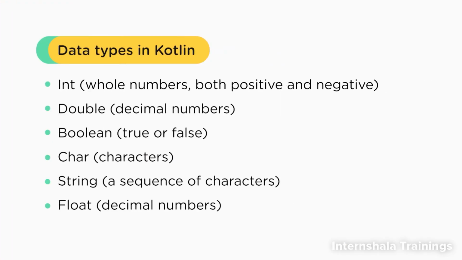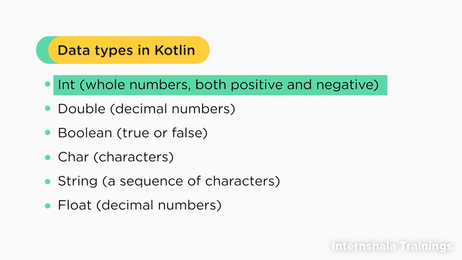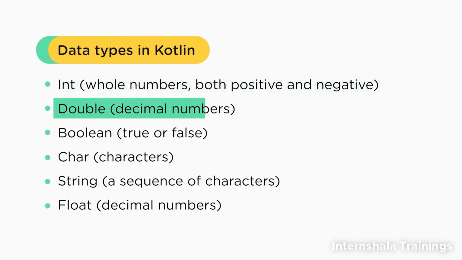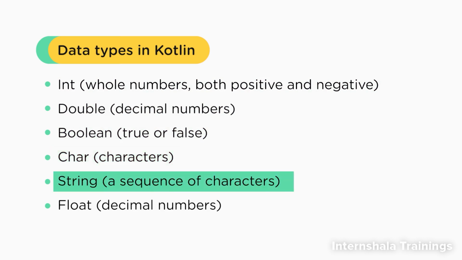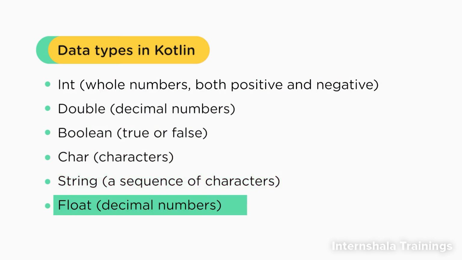Here is a list of all the data types that are used in Kotlin. We have seen most of them already. Int data type has integer values, both positive and negative. Double data type has decimal numbers. Boolean data type has only two values, either true or false. Character data type has characters. String data type has a sequence of characters like words, sentences, etc. Float data type has decimal numbers. Double and float may seem very similar to you right now, but we will look at their differences just a moment later.